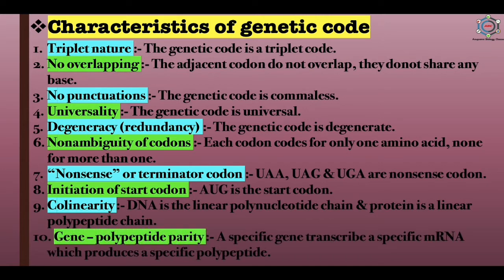Next is gene polypeptide parity. A specific gene transcribes a specific mRNA which produces a specific polypeptide. On this basis, a cell can have only as many types of polypeptide as it has types of genes, and this does not apply to certain viruses which have overlapping genes. So this is all about the characteristics of the genetic code.